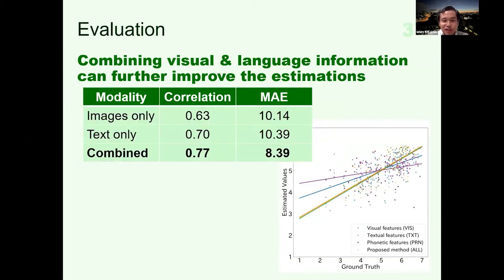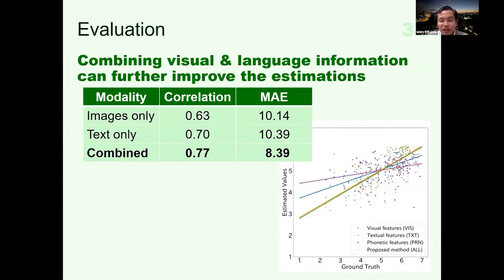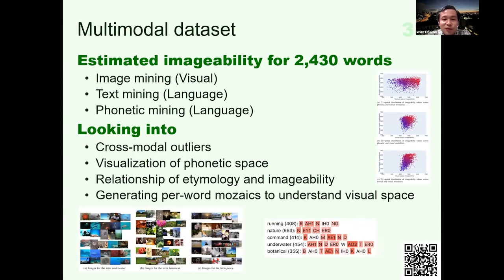As a result, if we combine text and image, we get really high correlation, and also very low mean average error. So that means combining image and text is really effective. And it turned out that using the pronunciation is quite effective. Yeah. So based on this, we made a data set.